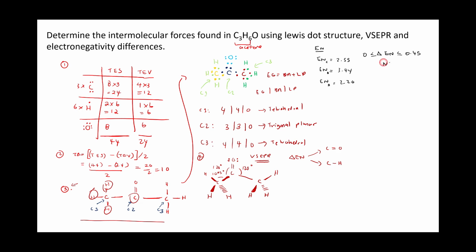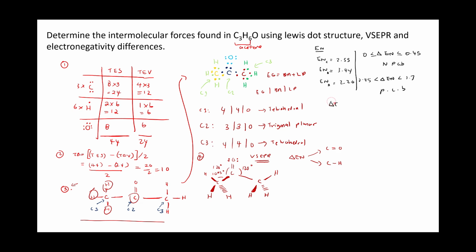This is a non-polar covalent bond, and if the electronegativity difference is greater than 0.45, we'll just separate this, and it's less than 1.7, this is a polar covalent bond. Okay, so let's do the calculations here.